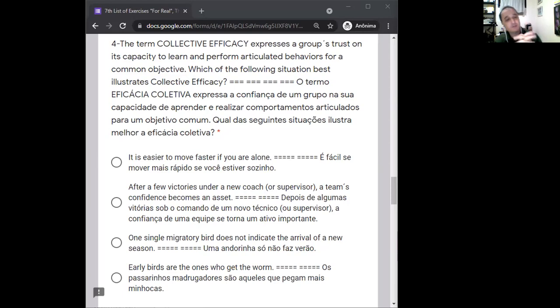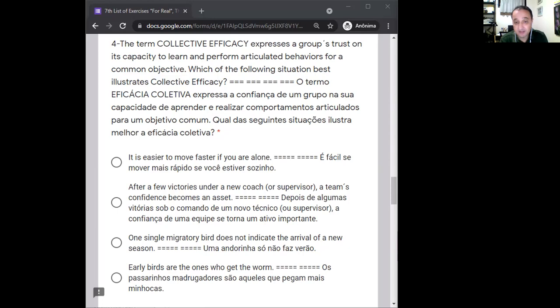And the last one, early birds are the ones who get the worm. Os passarinhos madrugadores são aqueles que pegam mais minhoca. Well, guys, this is a saying in English. It is true. Sometimes people have to be aware that coming first or being, how do I say that, atentos, paying attention to the opportunities.